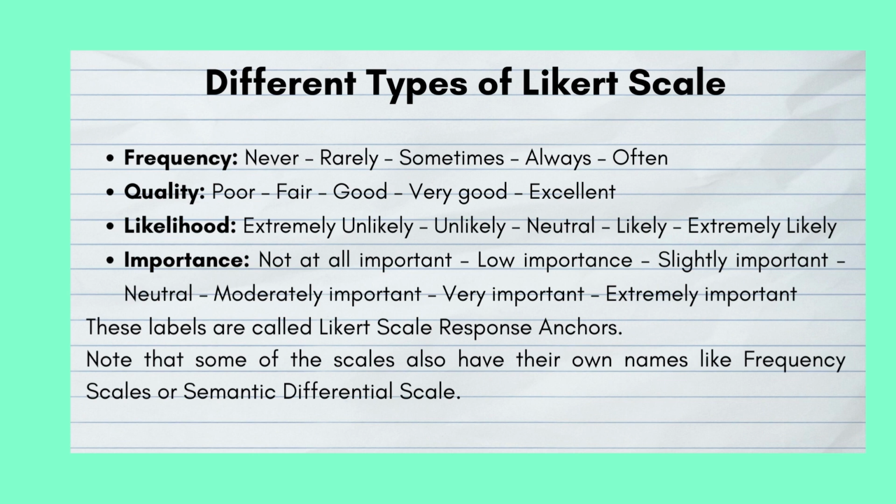In likelihood: extremely unlikely, unlikely, neutral, likely, extremely likely. In importance: not at all important, low importance, slightly important, neutral, moderately important, very important, extremely important. These labels are called Likert scale response anchors.